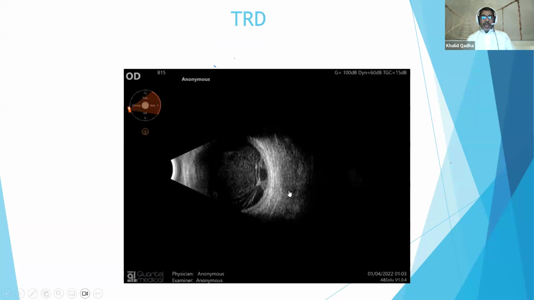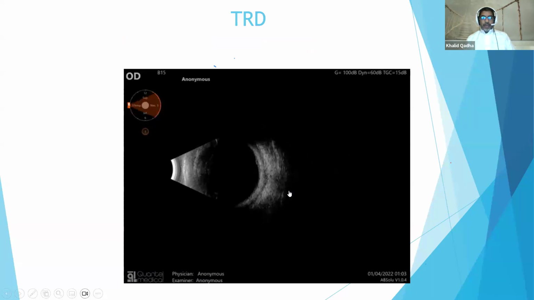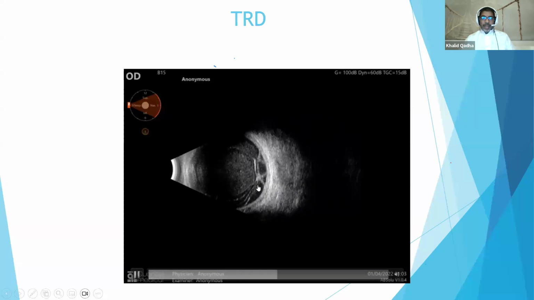This is an image of a TRD. You can see the PVD actually is even layered in the vitreous, pulling the retina, giving this shape. It's like a tent shape. And actually it's pulling in two areas. You can see this hyperechoic space in the vitreous, which indicates here the vitreous opacity.